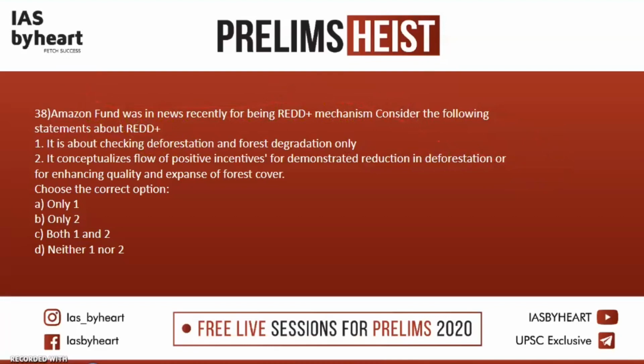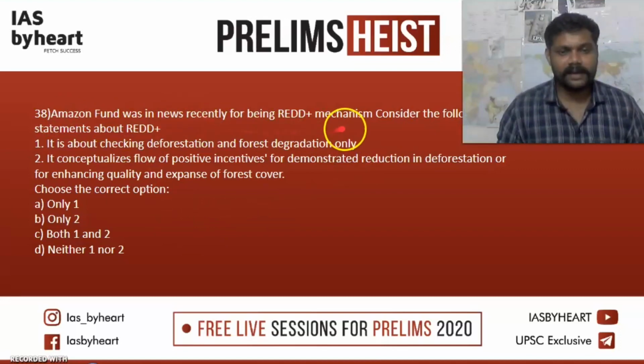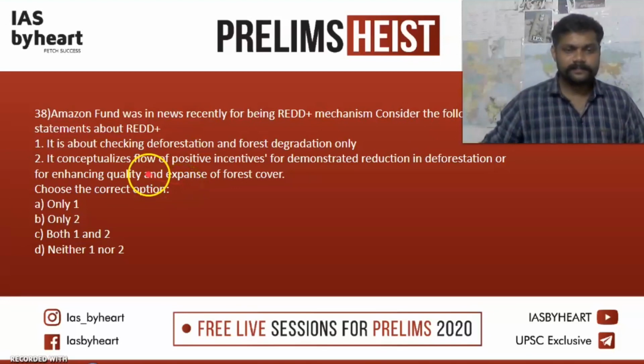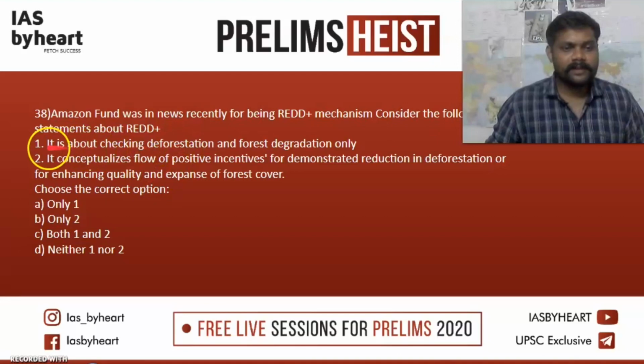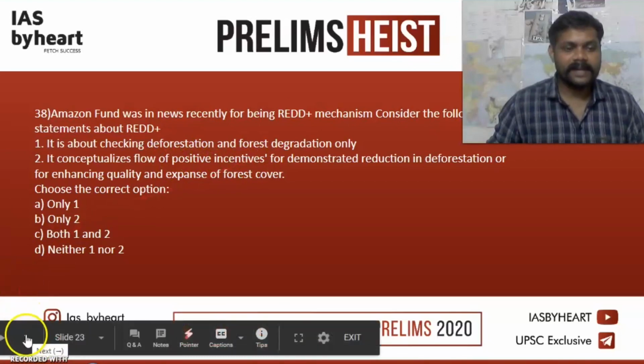Our next question is related to Amazon Fund. Amazon Fund was in news recently for being a REDD plus mechanism. Consider the following statements about REDD plus. First, it is about checking deforestation and forest degradation only. Second statement, it conceptualizes flow of positive incentives for demonstrated reduction in deforestation or for enhancing quality and expanse of forest cover. See, in this question, our first option would be wrong. It is about checking deforestation and forest degradation only. No, it is not about checking deforestation and forest degradation only. It has some other functions also.